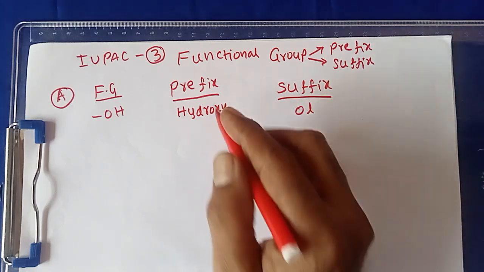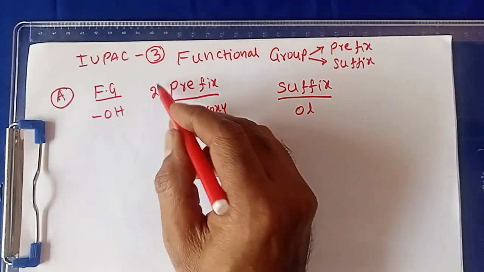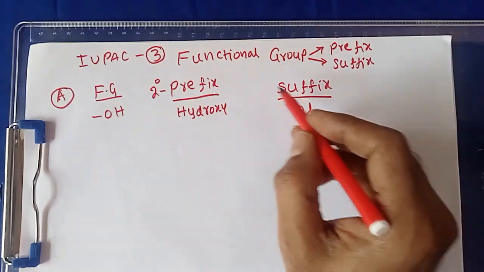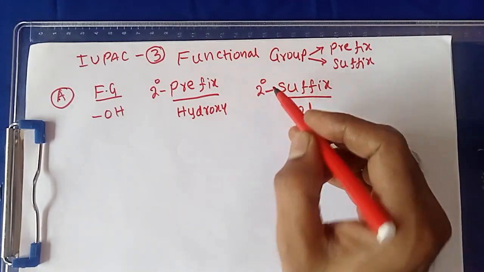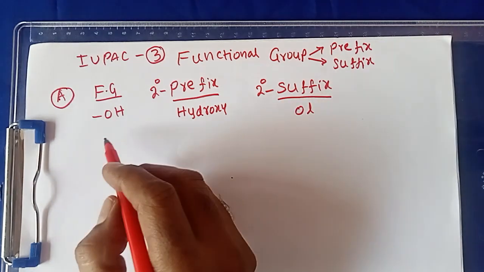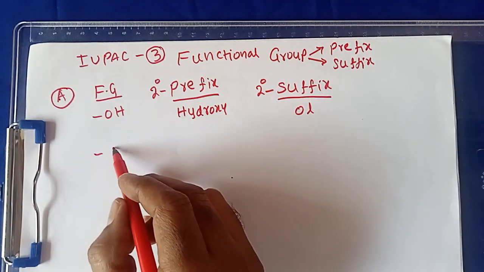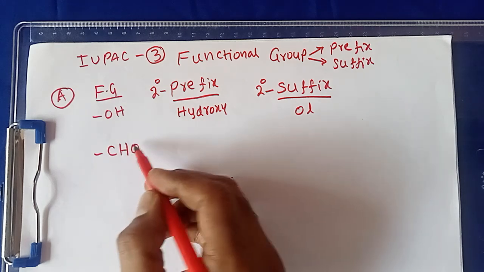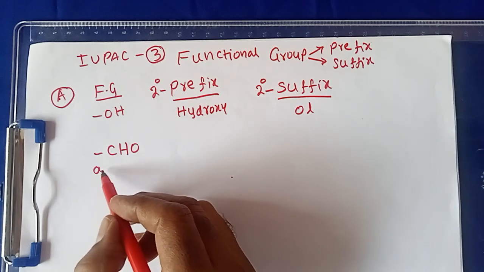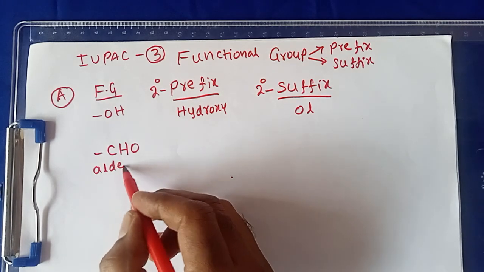But remember one point, this prefix is compulsorily a secondary prefix only, no primary prefix. This suffix is a secondary suffix only, no primary suffix. Very important point. Next functional group, if you take CHO, aldehyde, we know that. Aldehyde functional group.